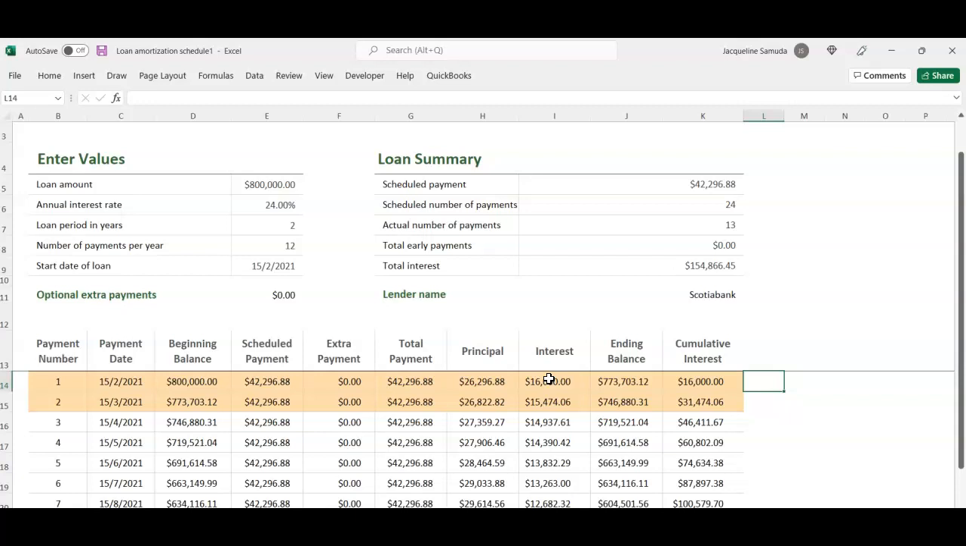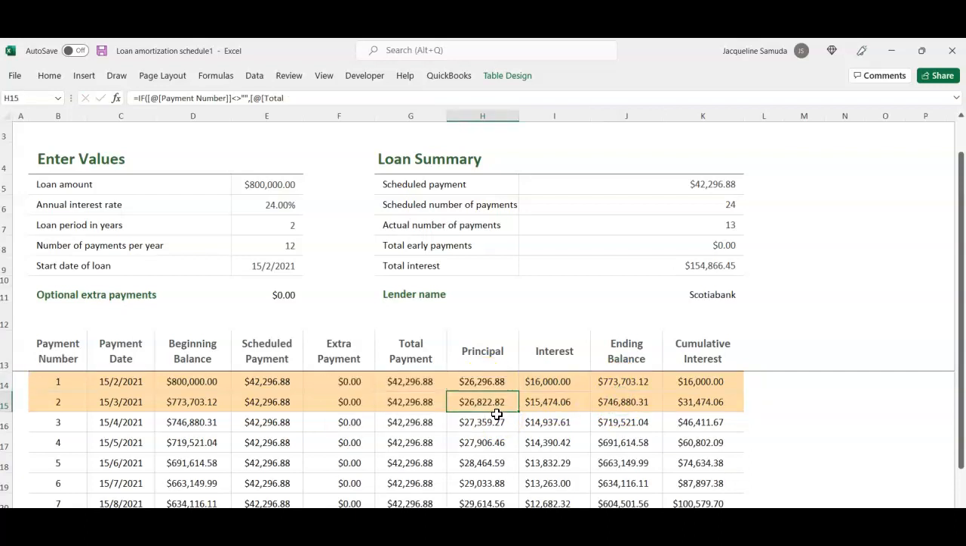Now for February, the principal will be $26,296.88, and the interest will be $16,000. So it means, therefore, at the end of February, the interest that will accumulate will be $16,000. In March, it will be $31,000. The balance of the loan, notice that the loan balance will start to shrink as the principal is repaid.